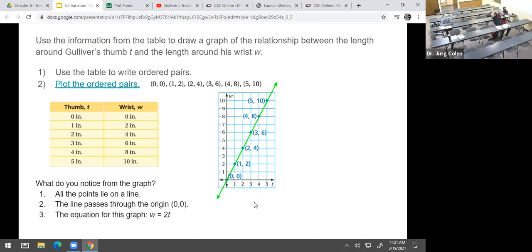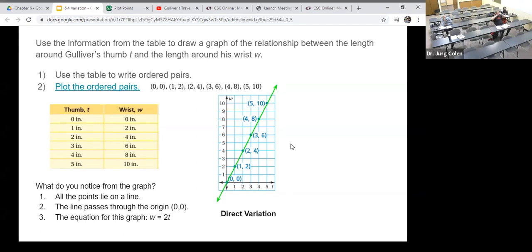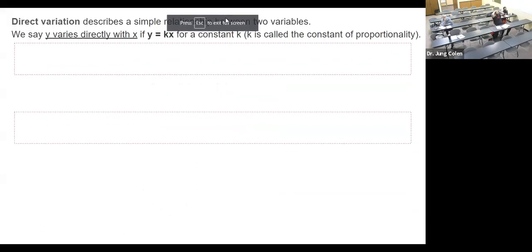And there's an equation. What kind of equation is here for this specific relationship between thumb and the wrist? Wrist is always twice the thumb, so W is equal to 2T. So there's a constant number that is multiplied. You see that? Okay, knowing that, we can find what the variation could be.